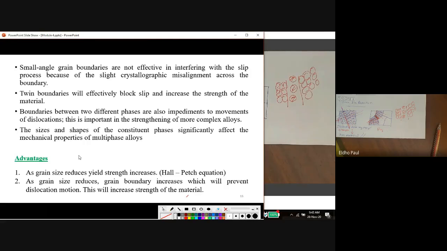A small angle grain boundary is not effective for interfering with the slip process, the dislocation motion, because the misalignment will be very slight in the case of a small angle grain boundary. So we have to make a high angle grain boundary for huge dislocation motion resistance. And a twin boundary offers an effective block to slip and increases the strength. We already discussed what a twin boundary is. Of course, the boundary between two different phases also impedes the movement of dislocations. This is important for the strengthening of more complex alloys.